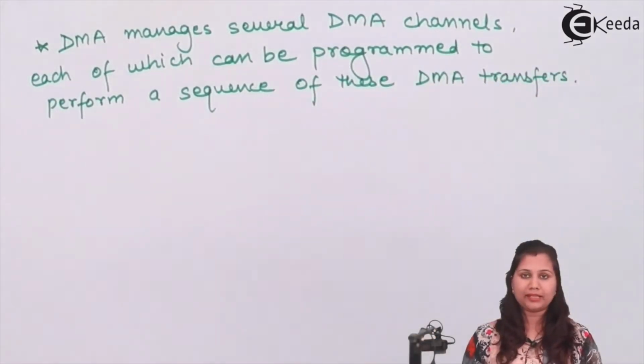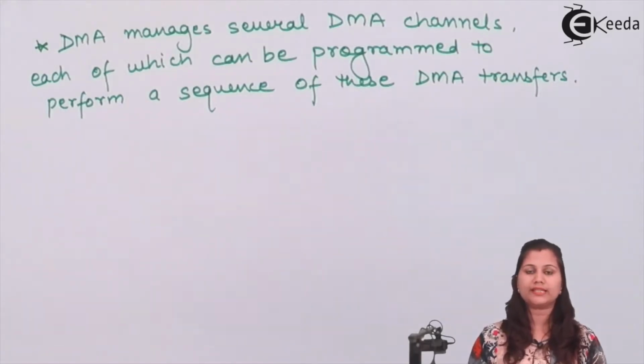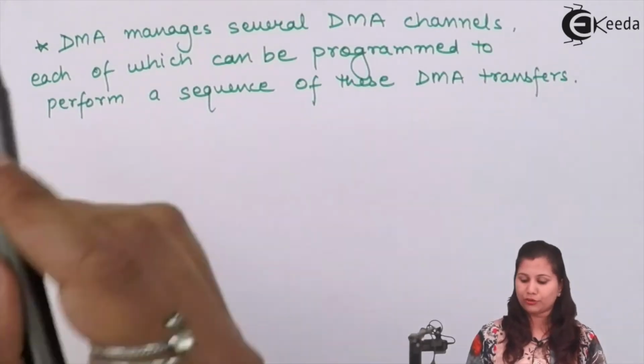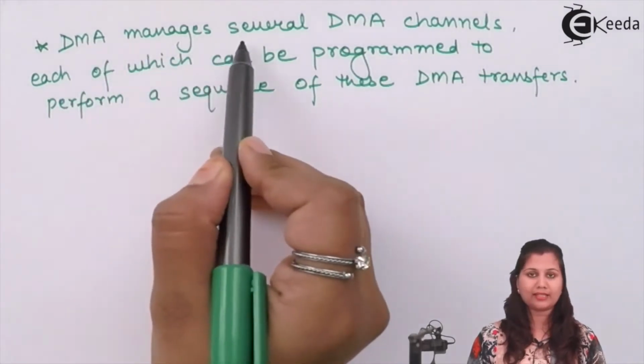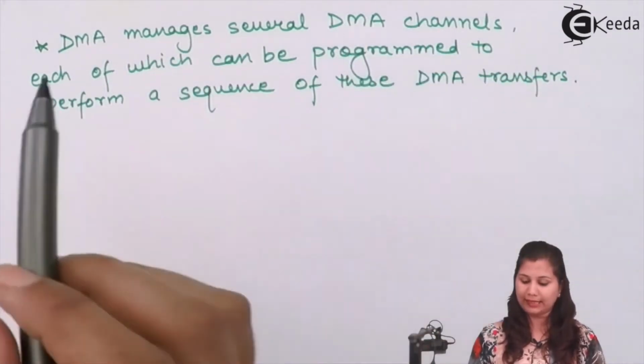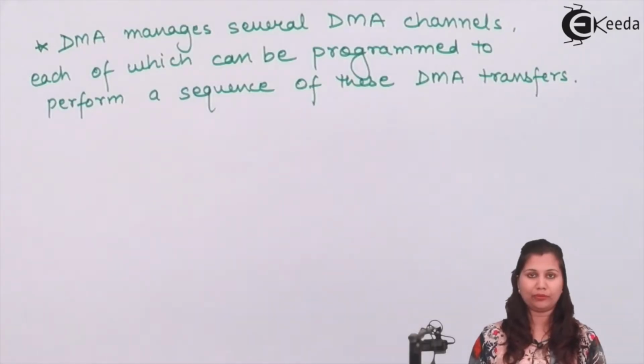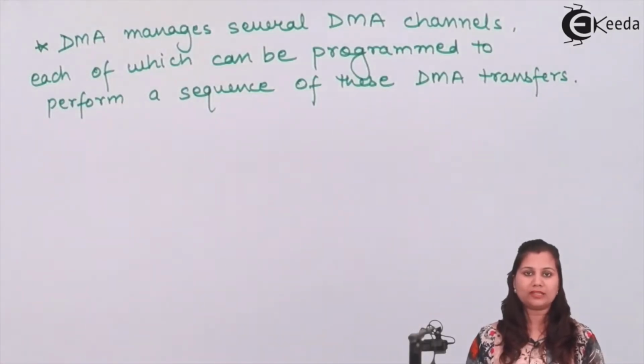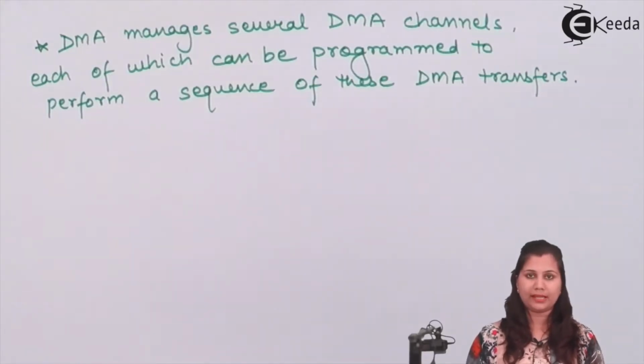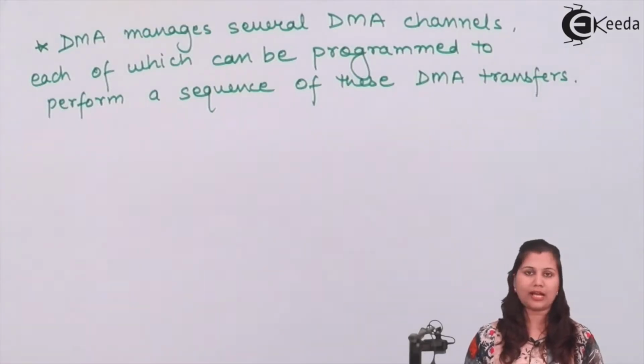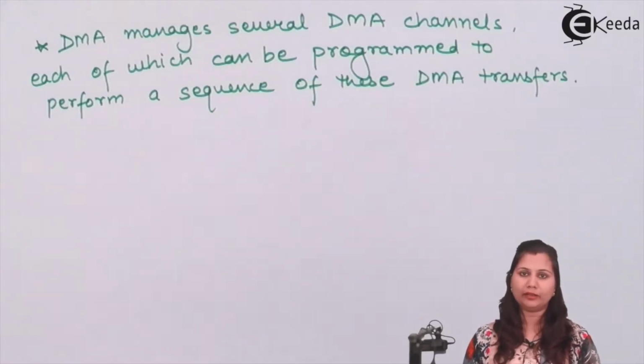Now, as the DMA transfers the data, this direct memory access controller, or this 8257 IC, has various channels which perform the transfer of data. So here I have written that DMA manages several DMA channels, and each of these channels can be programmed to perform a sequence of DMA transfers. Means any type of transfer can be performed with the help of these DMA channels, and these DMA channels can be programmed in different modes.